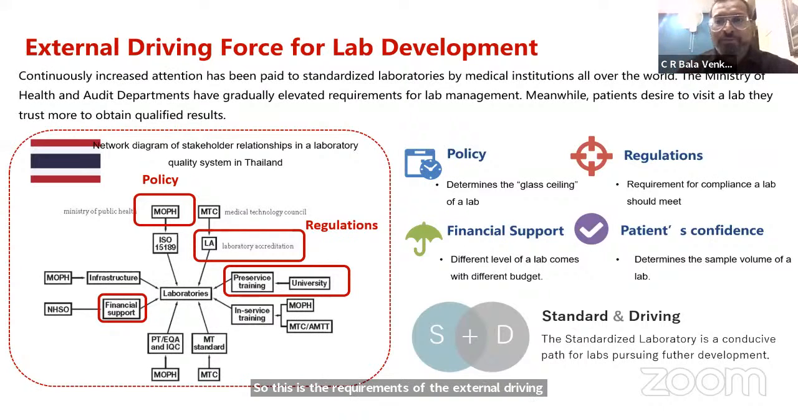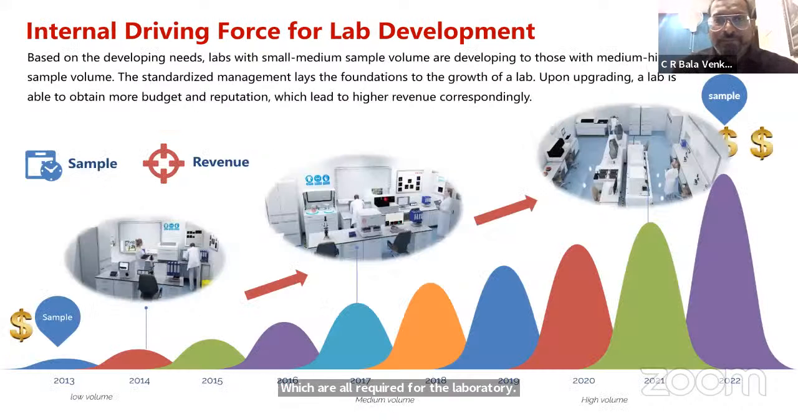You can see a lot of policies, regulations, financial support, patients' confidence. These are all required, as standards and driving forces. This is a conducive path for pursuing lab development. You can look at the ISO and the infrastructure, which are all required for the laboratory. The next slide. This is a major important force.